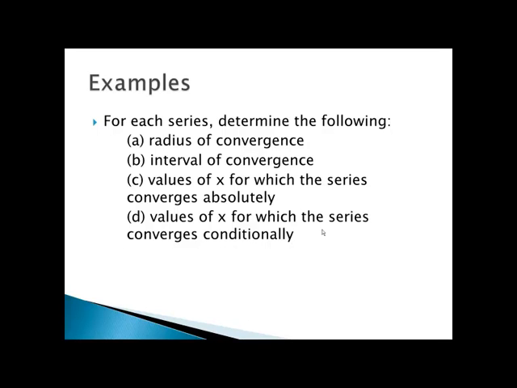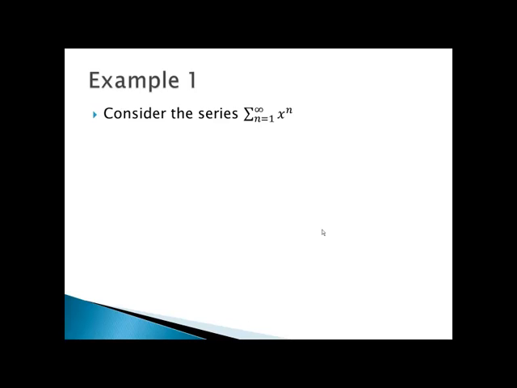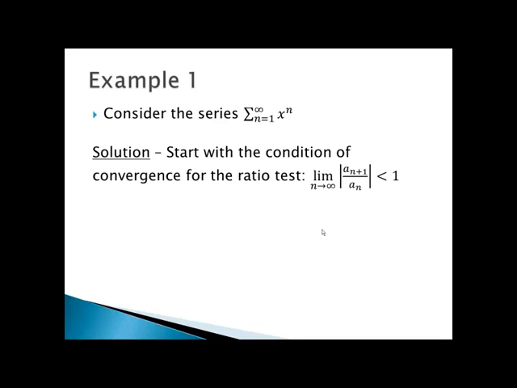We'll look at some examples, and for each we want to determine the radius of convergence, the interval of convergence, values of x for which the series converges absolutely, and values, if any, for which the series converges conditionally. Example 1, we'll look at the series that goes from n equals 1 to infinity of x to the n. We'll first start with the condition of convergence for the ratio test.